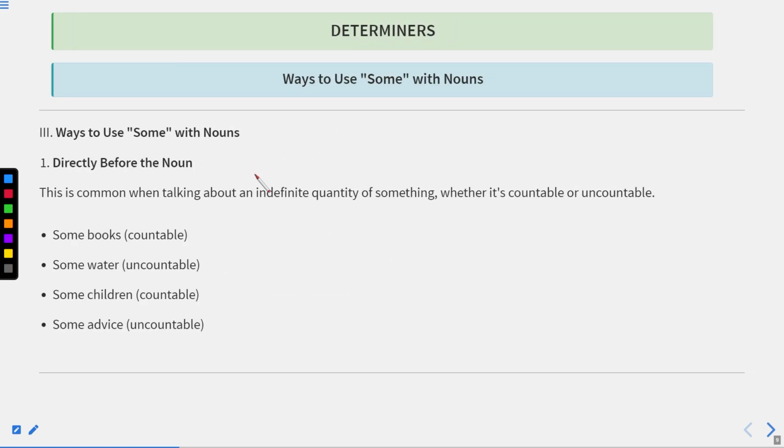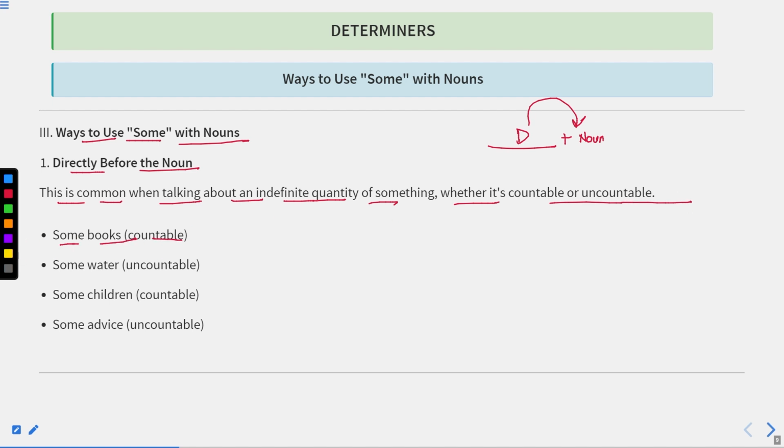Now, ways to use some with nouns. Directly before the noun. So we can also use a noun after the word some, but if I just use some plus noun, it means some is used as a determiner, because when we have a structure like some followed by a noun, of course an adjective, an article or a determiner can qualify a noun. So, directly before the noun. This is common when talking about an indefinite quantity of something, whether it is countable or uncountable.